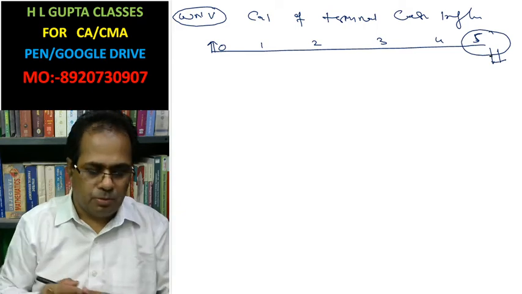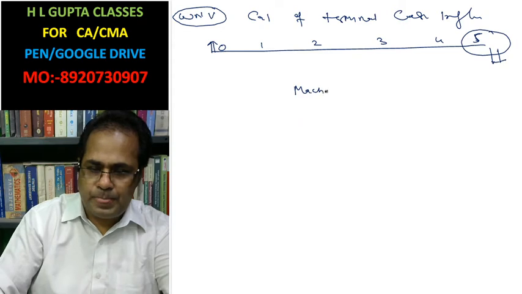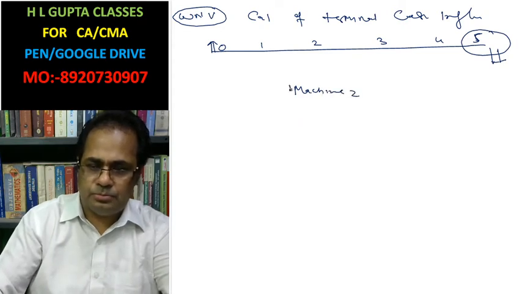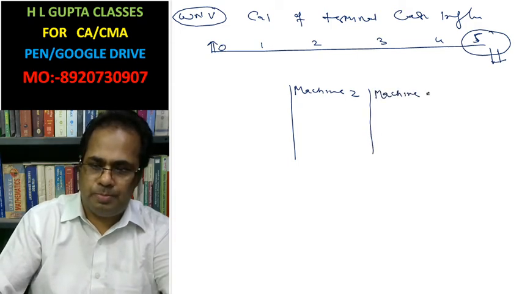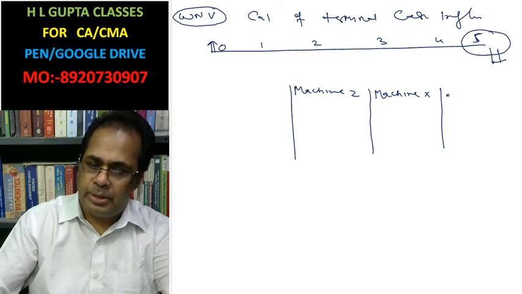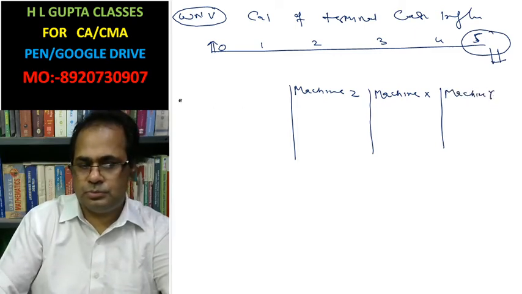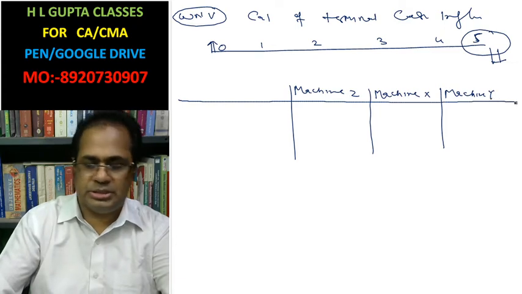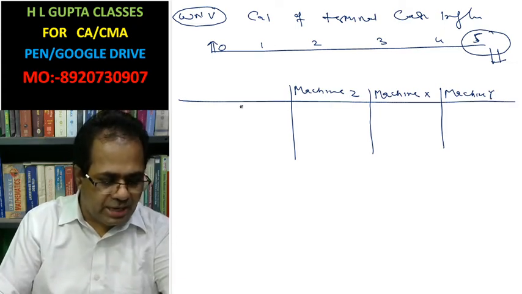Okay. Now in this case, machine Z, machine X, machine Y. Here operating cash inflow.